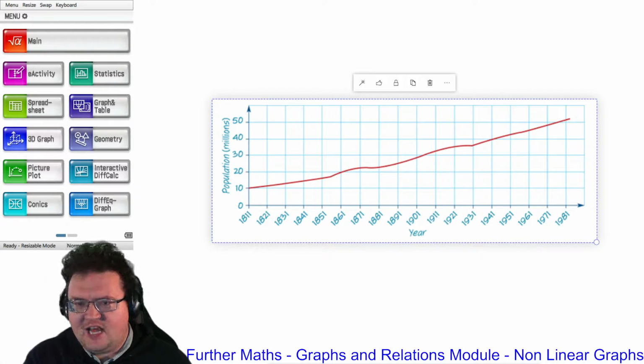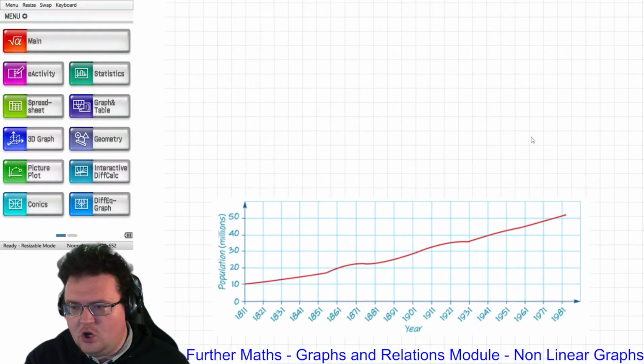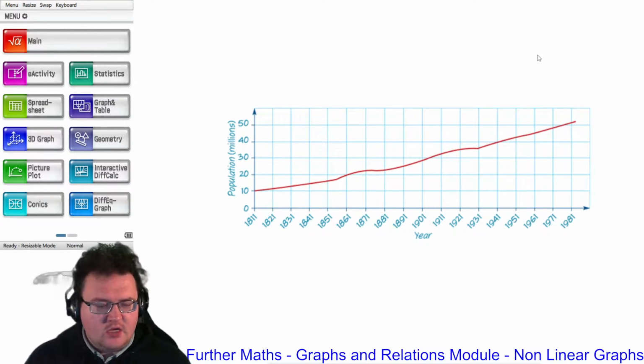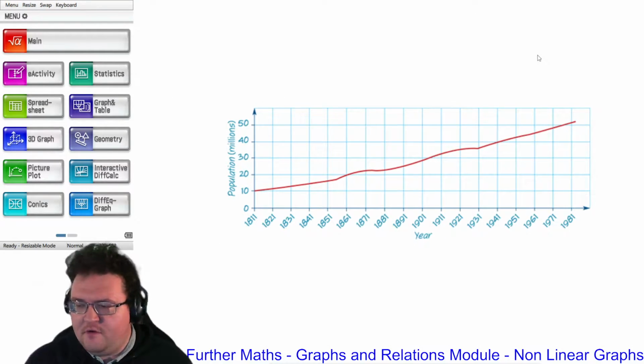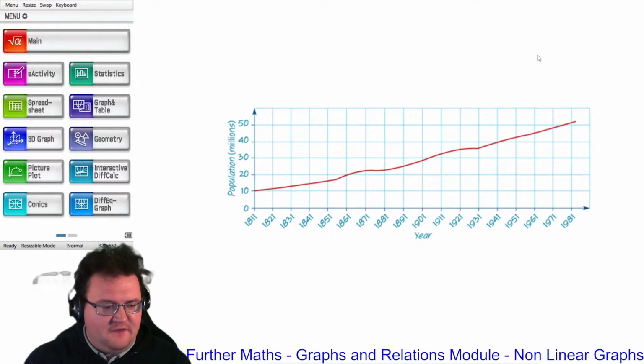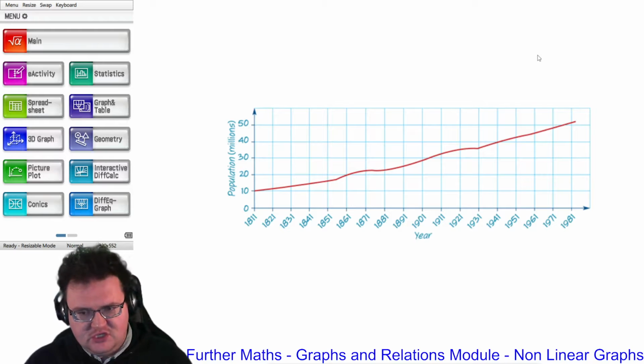What we're looking at today is the last part of chapter 22, which is non-linear graphs. Normally the things that we've been working on in further maths have involved straight lines that are perfectly straight and there's no wiggle room in them. However, life doesn't neatly fit into those things where everything's a straight line.